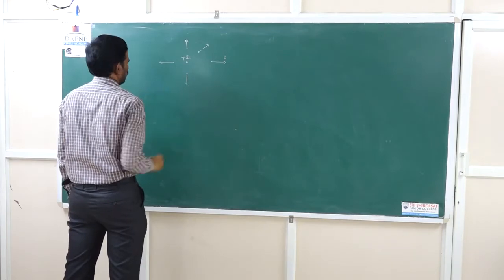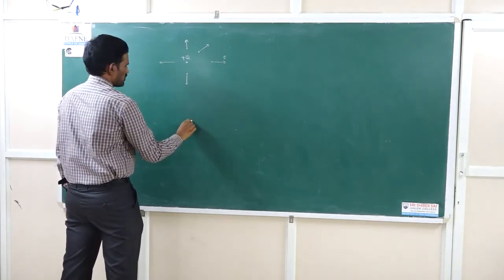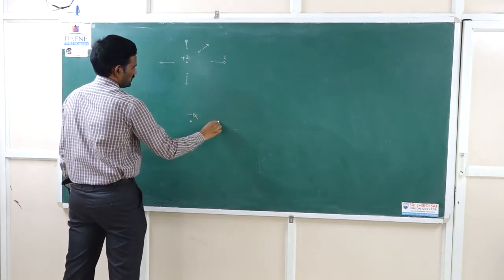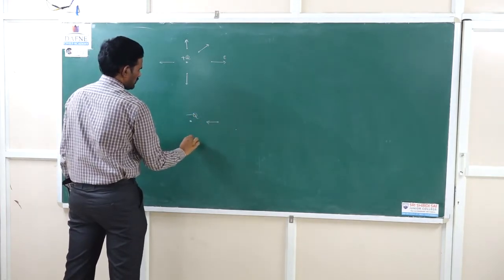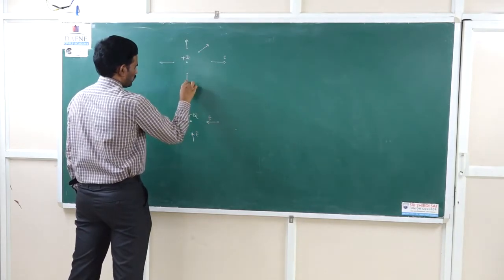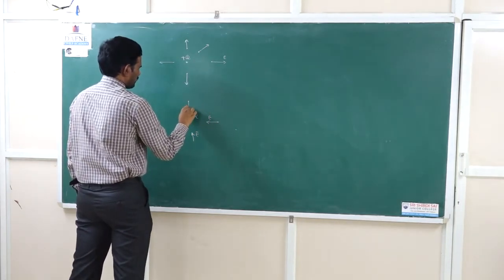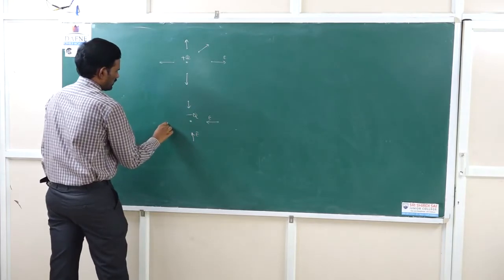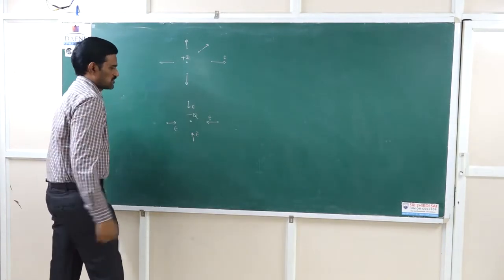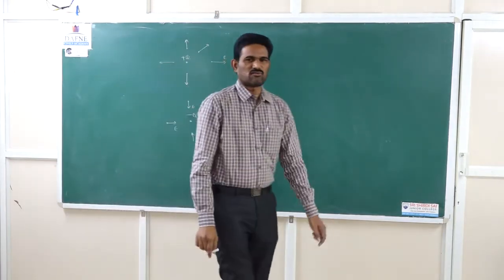And the direction of the electric field due to a negative charge is towards the charge. If I consider a negative charge like this and draw the diagram, then the electric field will be towards the charge. For this point, the electric field will be like this, and here the electric field will be like this. So the electric field due to the negative charge is towards the charge.